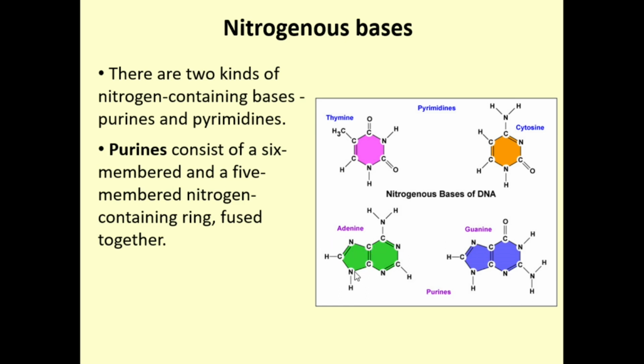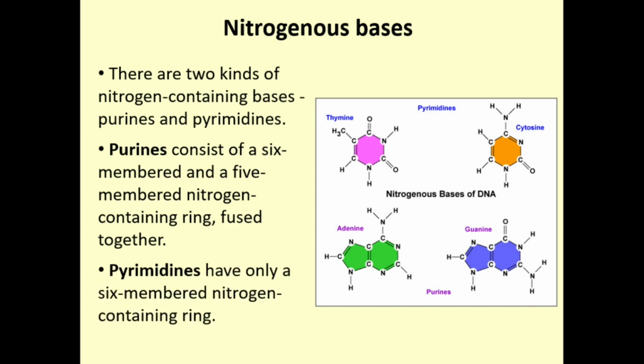So they're 2 separate rings fused together, and you can see the nitrogen in the structures here, hence the reason they're referred to as a nitrogenous base. The pyrimidines are just single rings, and you can see them up here, and again you can see the nitrogens placed around. And the pyrimidines are made up of thymine and cytosine.